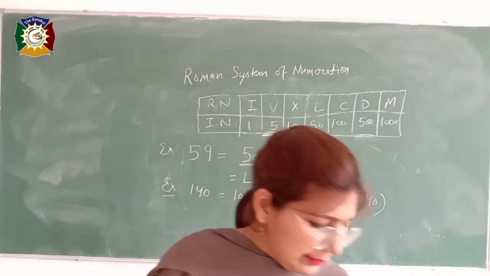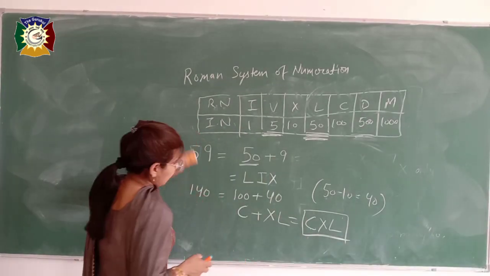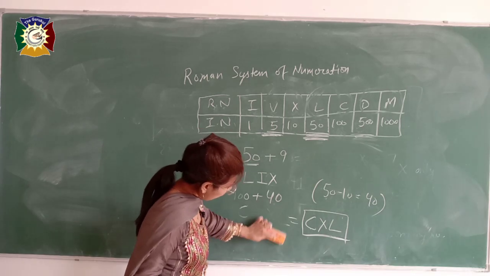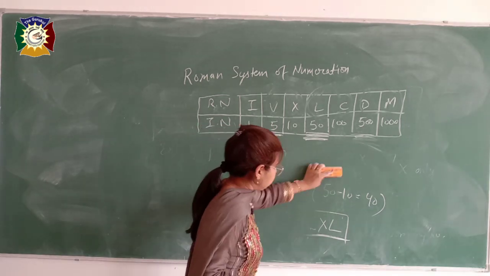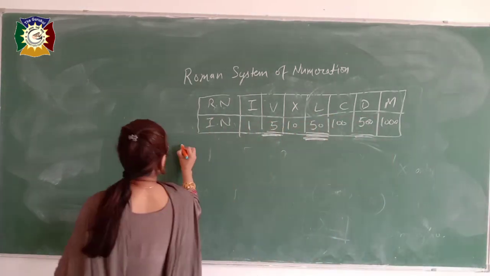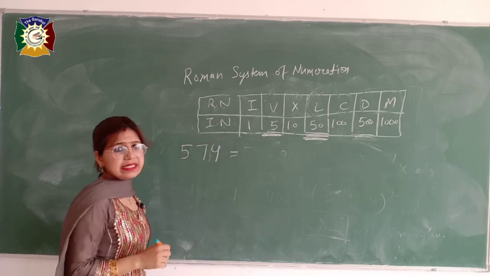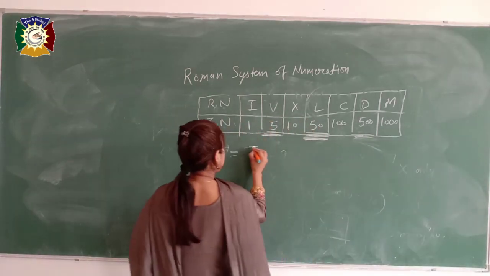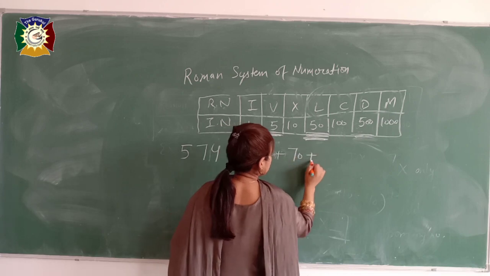You can write any number like this. If I say the number is 574, one more example I want to do, but you do not have to write it like this. It is only for understanding, so that you are able to understand the things easily. Now if the number is 574, how can I write it? It can be written as 500 plus 70 plus 4.